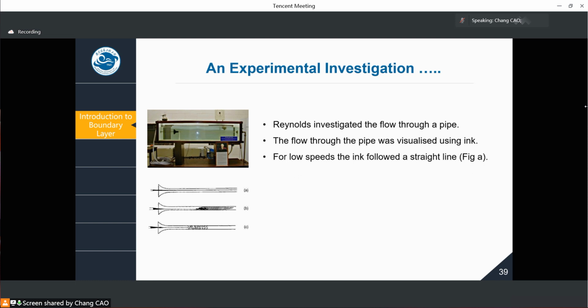And for low speeds, the ink just followed a straight line, as illustrated in figure A here. Okay, if the speed is very small, the ink follows a straight line. And for higher speeds, the ink rapidly spread over the width of the pipe, just as figure B shows. Okay, so at higher speeds. And can you guess what about figure C? Guess what happens?